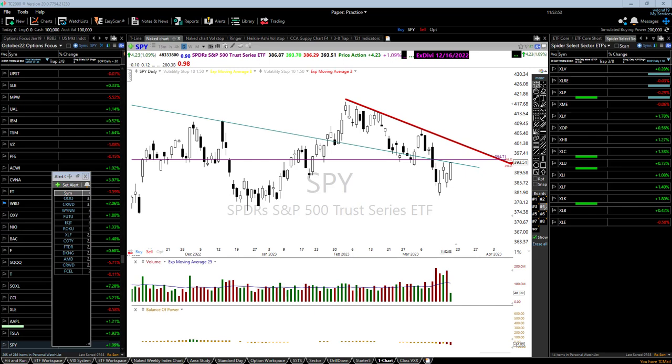But would anybody be surprised with that bullish candle there? That not only are we wrong, but we're really wrong. And then who's to blame for doing that? Well, me and me alone, right?